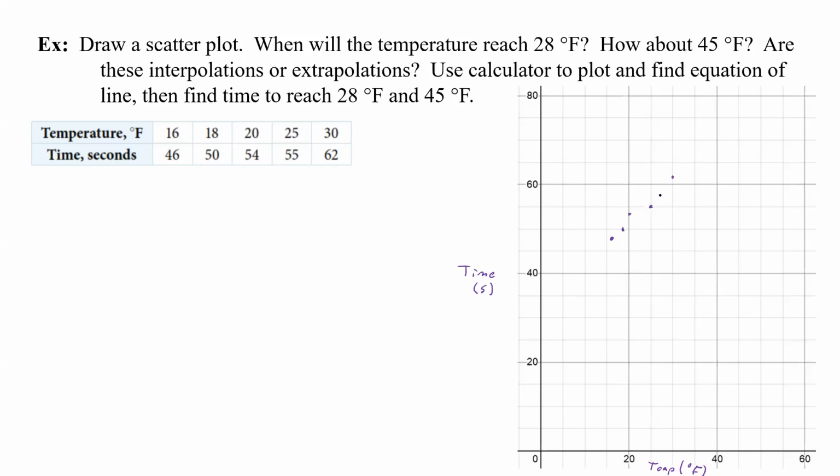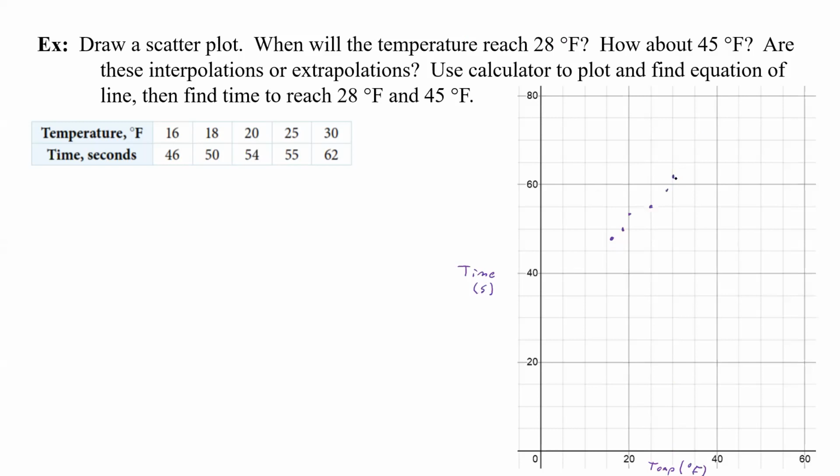So about there. Okay, and then if we had a nice ruler, we could draw a nice straight line, and from there we could kind of figure out our values. So we've drawn our scatter plot, and then it says, when will the temperature reach 28 degrees Fahrenheit? Well, if we go down here to 28, so here's 30, so 28's about here. So if we go up here, if we're thinking that's linear like that, it could be about at that point right there.